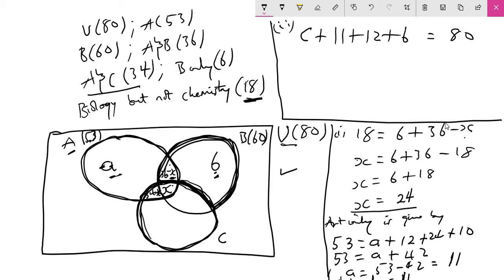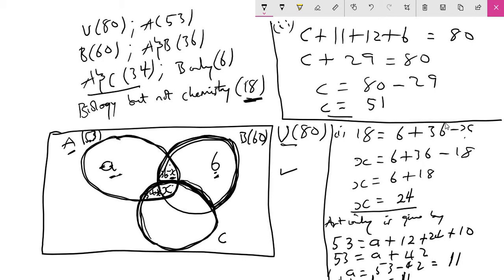So straight away we make C the subject and solve for it. Let's just add these up. This gives C plus 23 and then 29 equals 80. C is equal to 80 minus 29, and so C is equal to 51. So the number who studied chemistry is 51, and that solves the question.